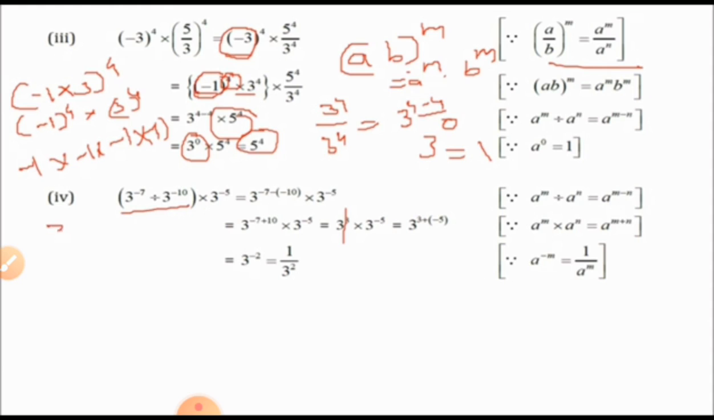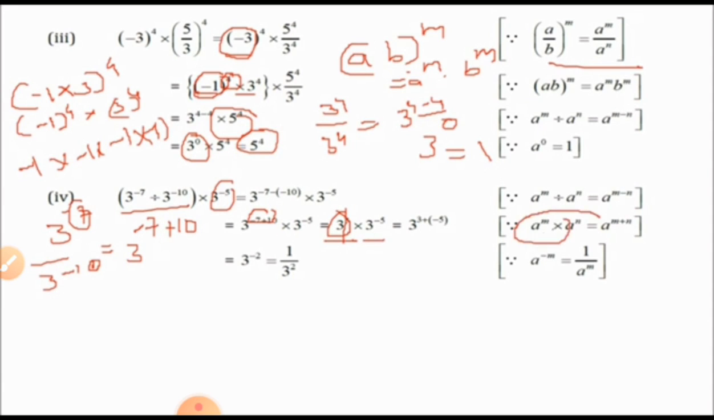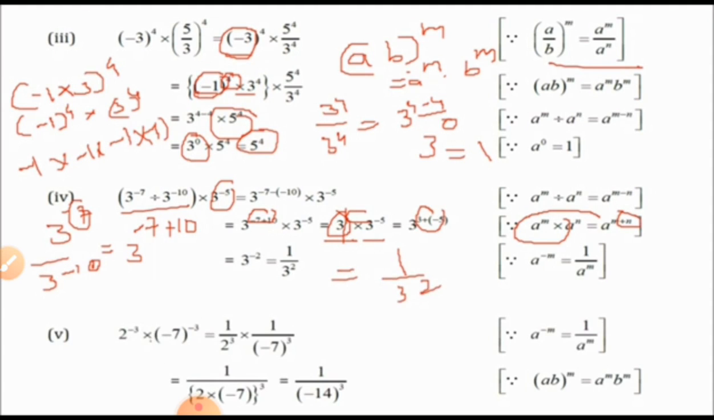Fourth question. 3 raised to minus 7 is divided by 3 raised to minus 10 multiplied with 3 raised to minus 5. Very simple, beta. One time division, that means two times minus, minus 7 minus minus 10, and multiplied by 3 raised to minus 5. Yes, minus minus plus, minus 7 plus 10 gives me a 3. 3 minus 5 will give me 2. So 3 raised to minus 2. Why 3 raised to minus 2? Because 3 and minus 5 is that answer, 3 raised to minus 2, and 3 raised to minus 2 gives 1 upon 3 raised to 2.